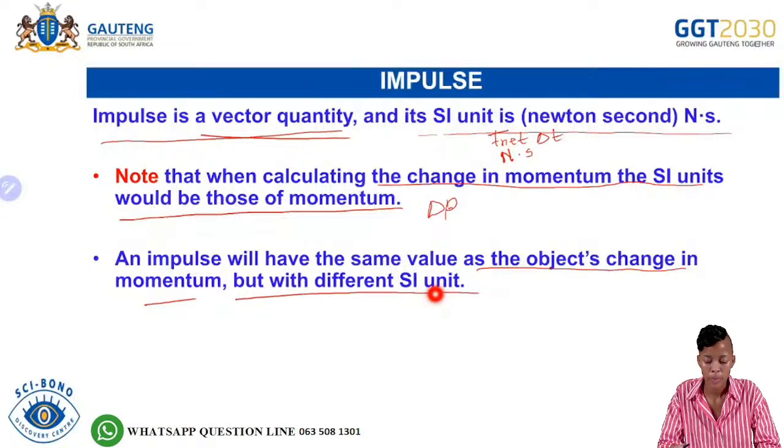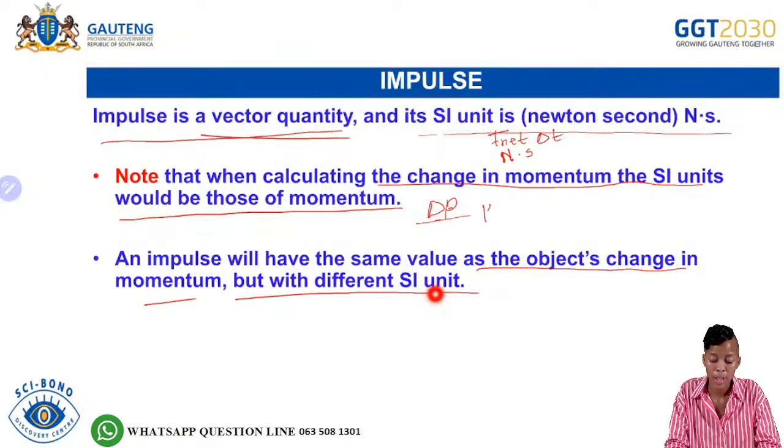Is change in P. The SI units. So whatever SI units you get when calculating the change in momentum, the SI units would be those of momentum. What are the SI units of momentum? The SI units would be kilograms, meters per second.